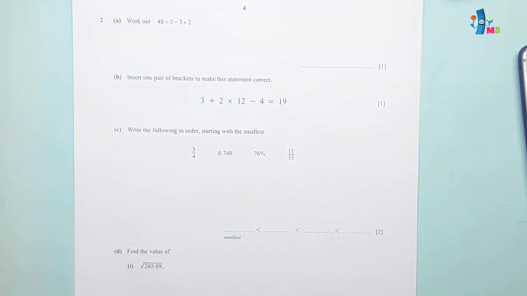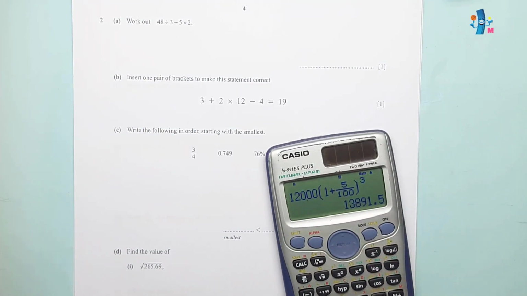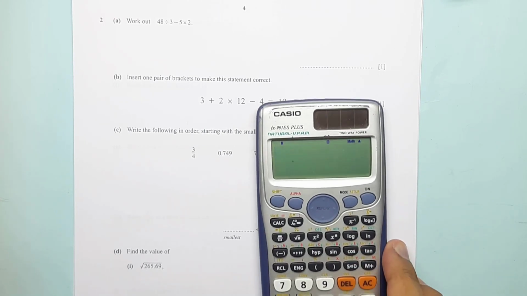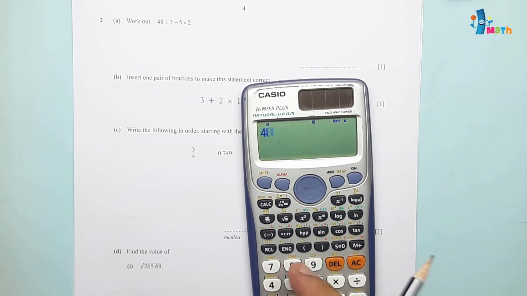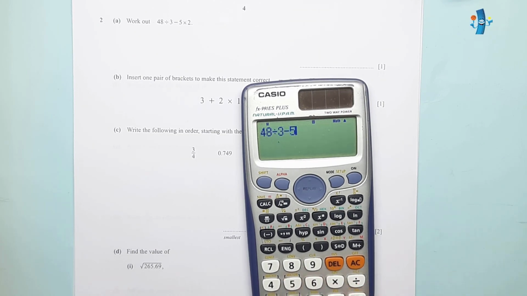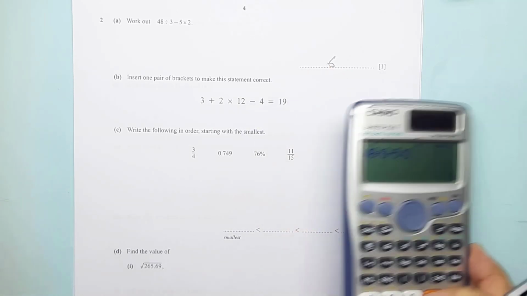Now question number 2, we have to work out this, we can calculate this one by calculator also. So this will be 48 divided by 3 minus 5 multiplied by 2. This will be equal to 6. So we can write here 6. This is 1 mark question.